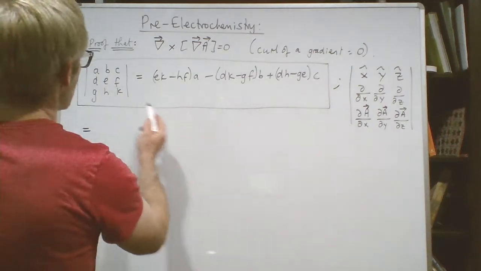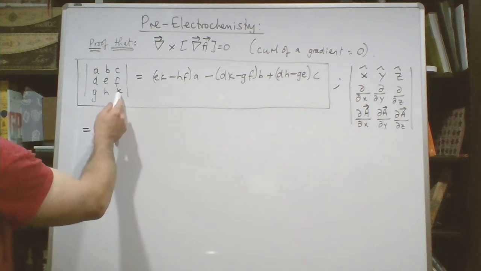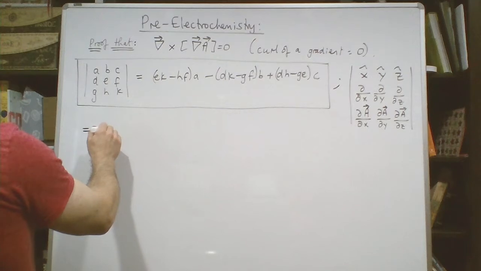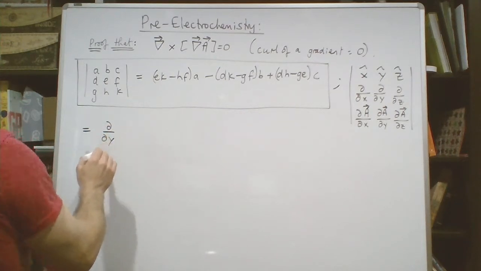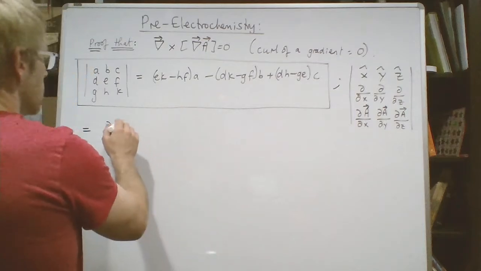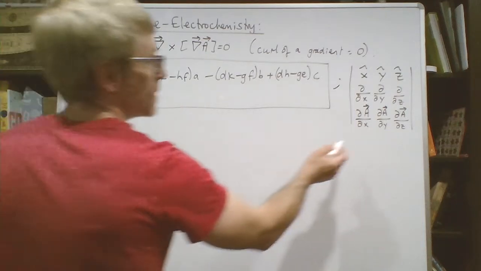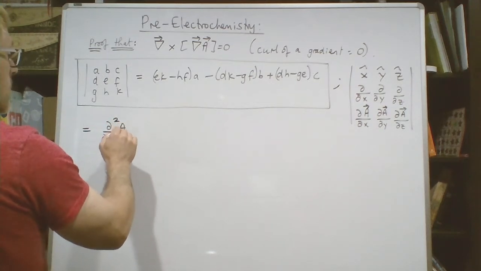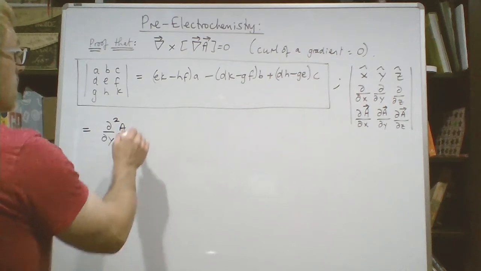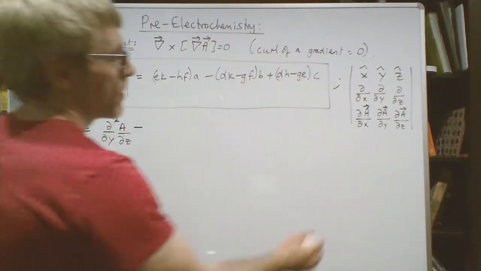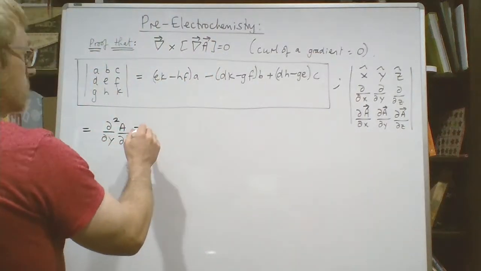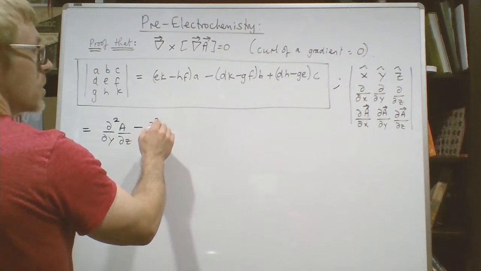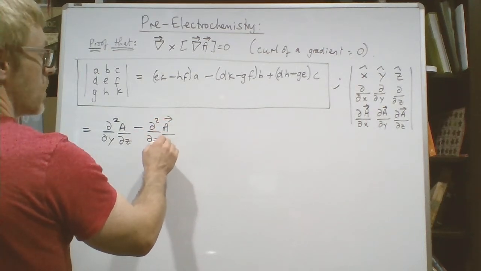So we're just going to follow it. We have EK minus HF. So EK minus HF. So we've got d by dy. K is dA, so that's already d squared A by dz, minus HF, which is this one. So I've got d by dz, and then that's d squared A by dy.